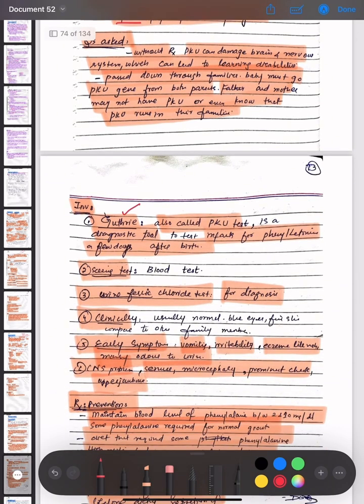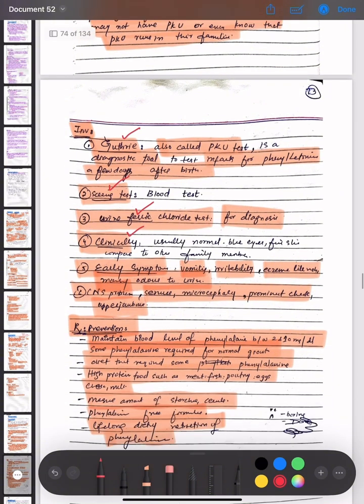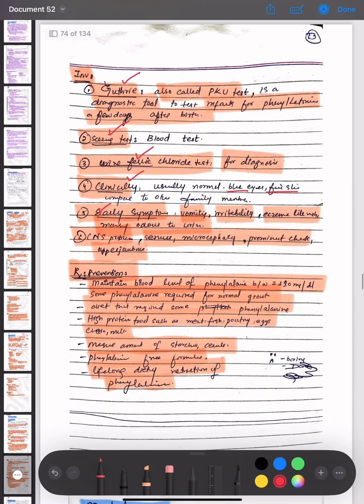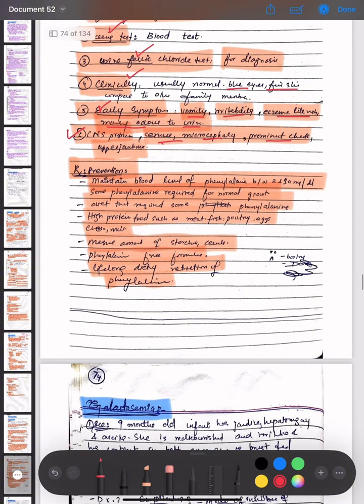The first test is Guthrie, then the screening test, then the urine ferric chloride test, then we will diagnose clinically: the patient will have blue eyes and fair skin compared to the rest of the family, and early symptoms are vomiting, irritability, eczema-like rash, and mousy odor to the urine. CNS problems may be there, that is seizures, microcephaly, and prominent cheek. And prevention can be done by maintaining the blood level of phenylalanine between 2 and 10 mg per dl.